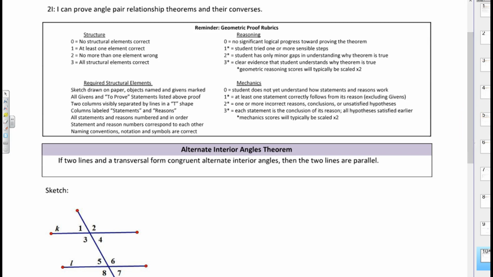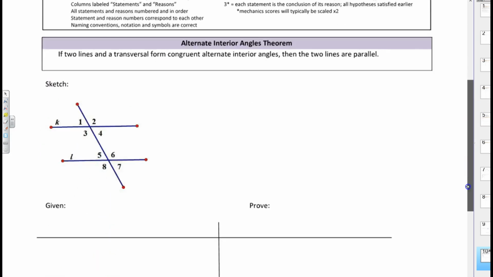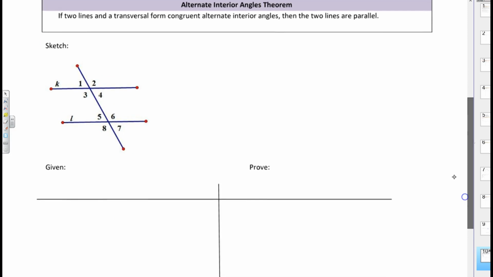So just a quick reminder, guys, whenever we're looking at theorems, we're going to be grading you on the geometric proofs rubric, where you need to be paying attention to your structure, your reasoning, are you making sensible steps, and your mechanics. Do your statements and reasons work together? So let's take a look at some examples here, guys.